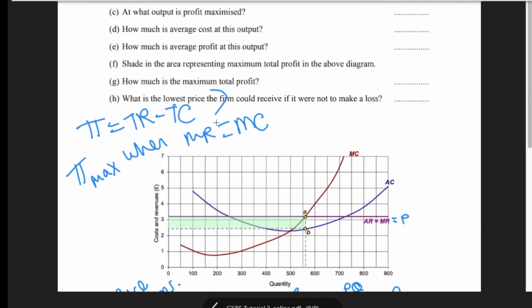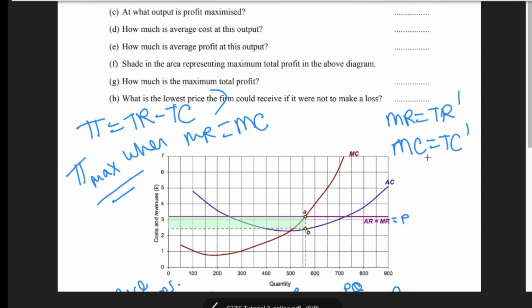Now the reason why, for those of you that like maths, and if you don't like maths, just make sure you have this down, you know this. The reason why is because marginal revenue is total revenue differentiated, and marginal cost is total cost differentiated.